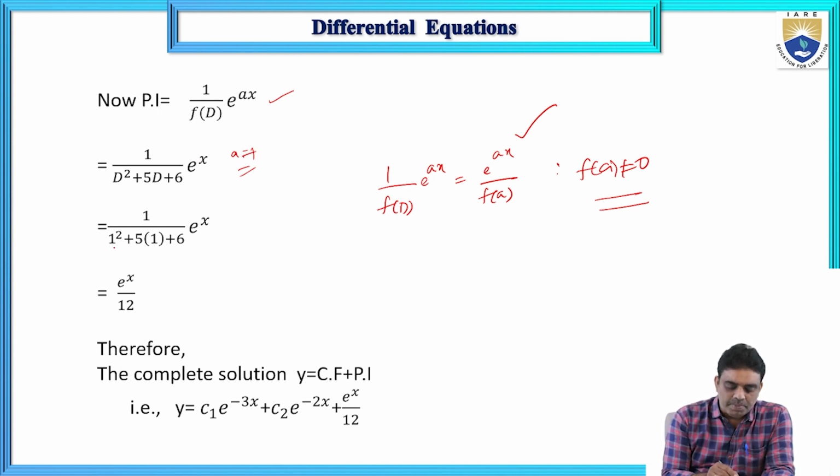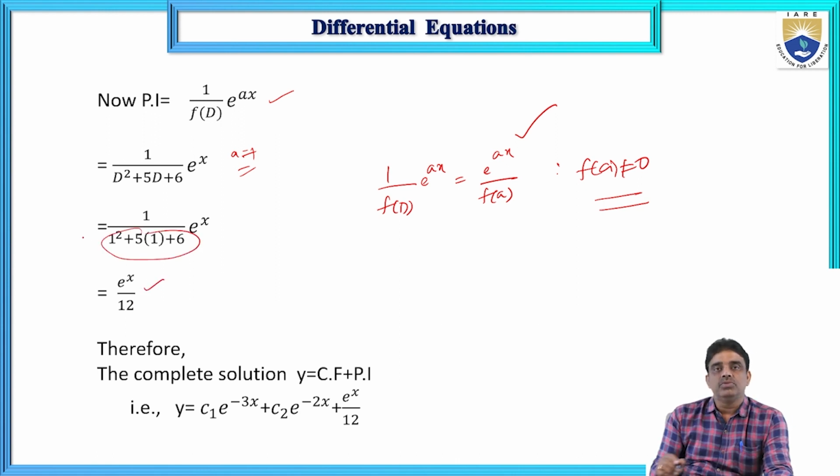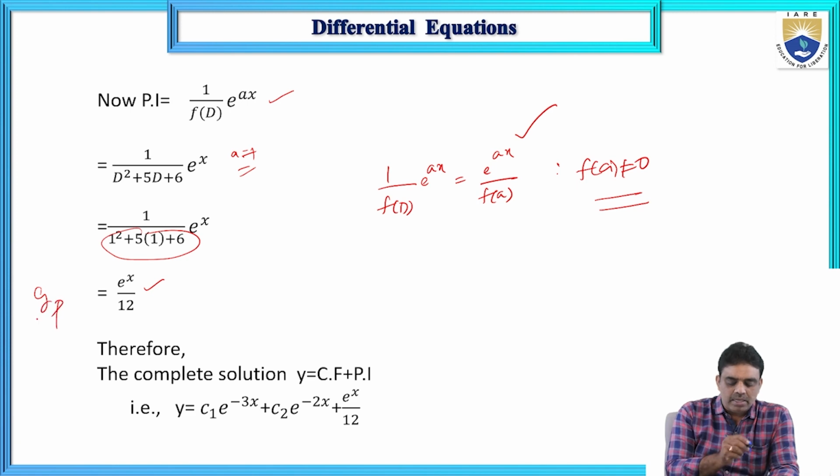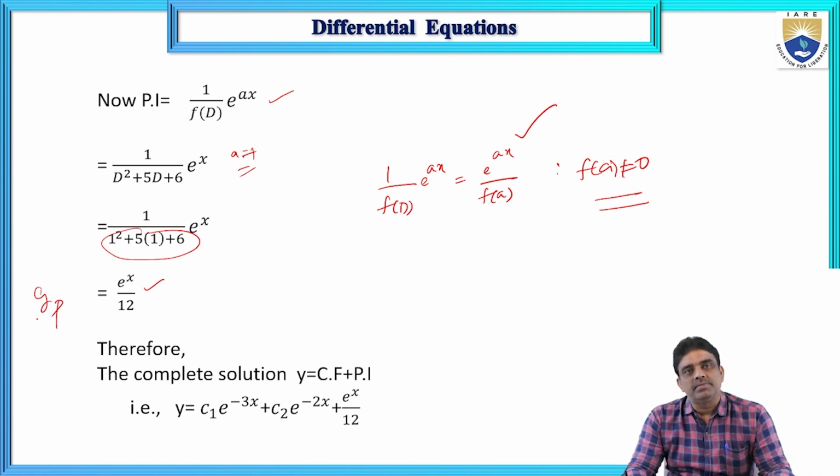E power ax means a is 1. Replace D by 1: 1 plus 5 into 1 plus 6, that means 1 by 1 plus 5 plus 6, which is equal to 12. That is e power x by 12, because the denominator is not equal to 0. If it is 0, then we go for another form. So e power x by 12 is the particular integral, that is yp.